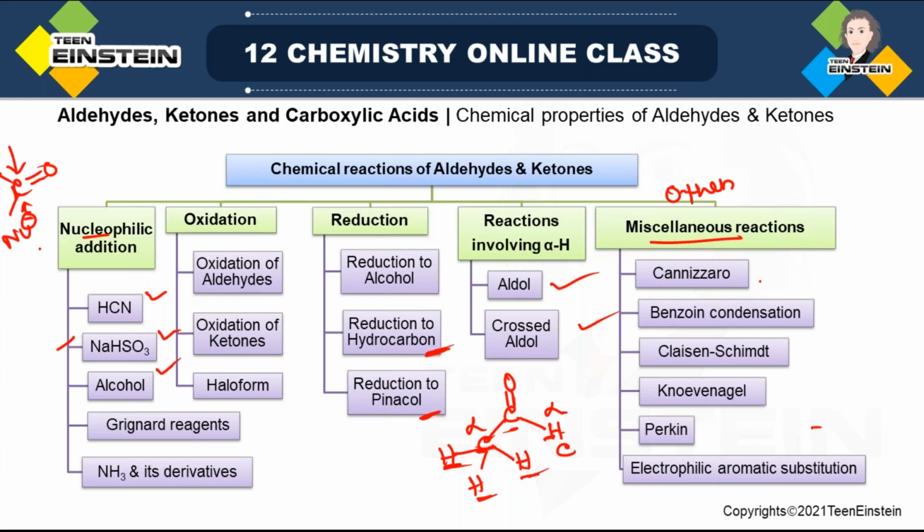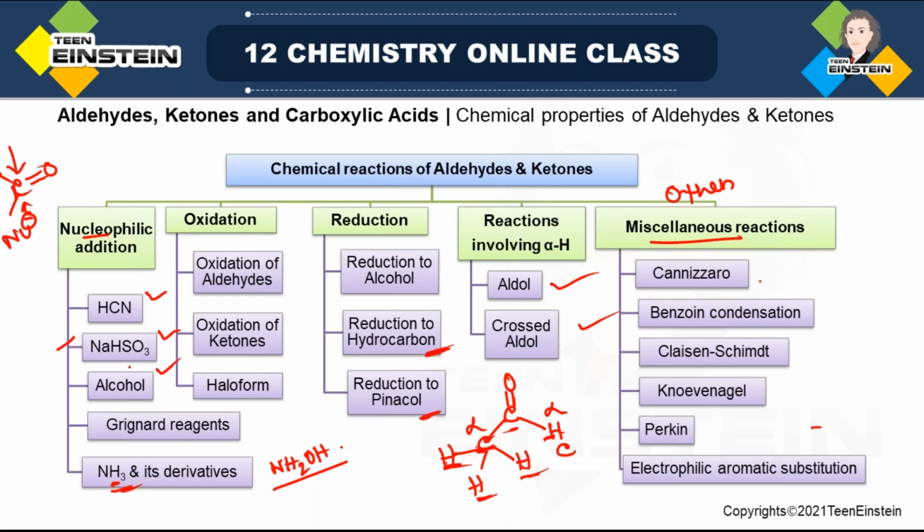So first we will cover nucleophilic addition, and under this we have addition of hydrocyanic acid HCN, then sodium bisulfite, addition of alcohol, addition of Grignard reagent, and addition of ammonia, and not only ammonia but its derivatives also. Okay, so how do you get a derivative? If you replace one of these H with some other group, there is a derivative. For example, NH3, if you replace one H with OH, then it will be NH2OH. So you can say it is a derivative of ammonia.